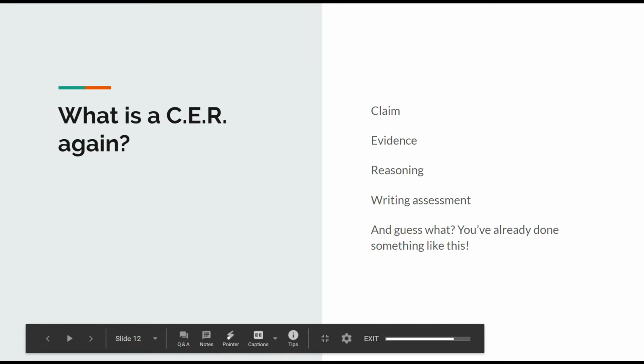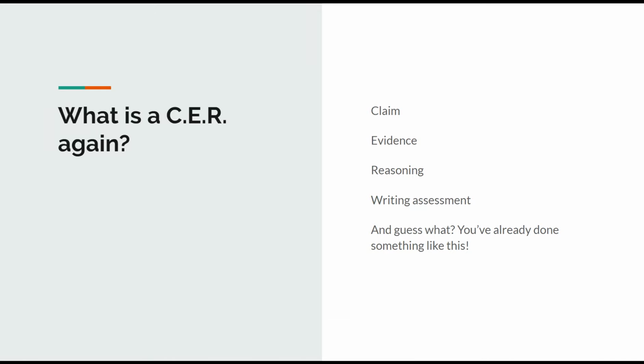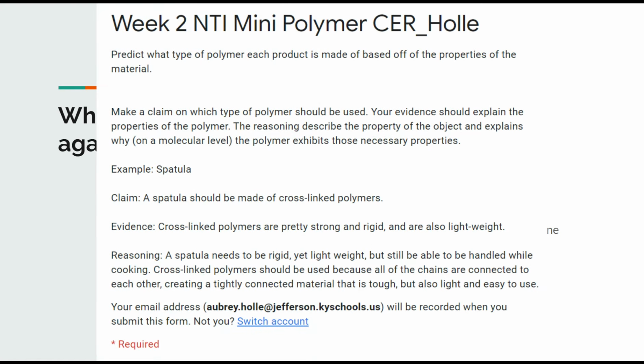So remember what a CER is. It is a claim, evidence, and reasoning writing assignment. And I said this in the introduction, but the good news is that you've already done something very much like this. Remember this week 2 assignment where you did the mini polymer CER? That's essentially what we're going to be doing today, but in a bigger, more imaginative, and more formal way.